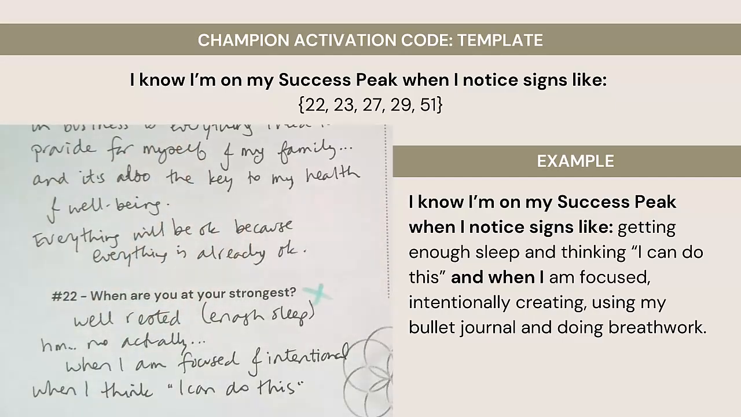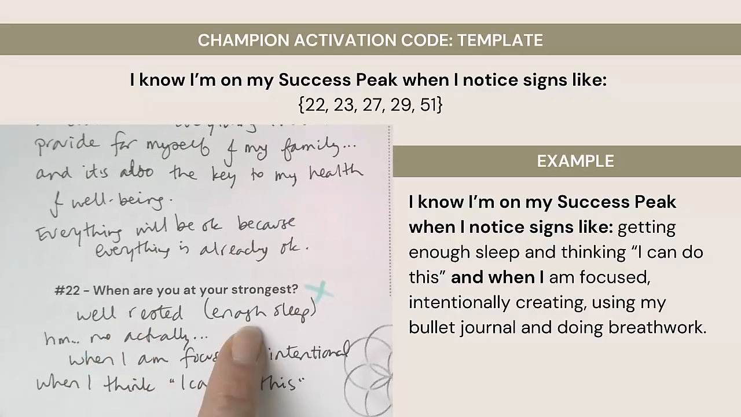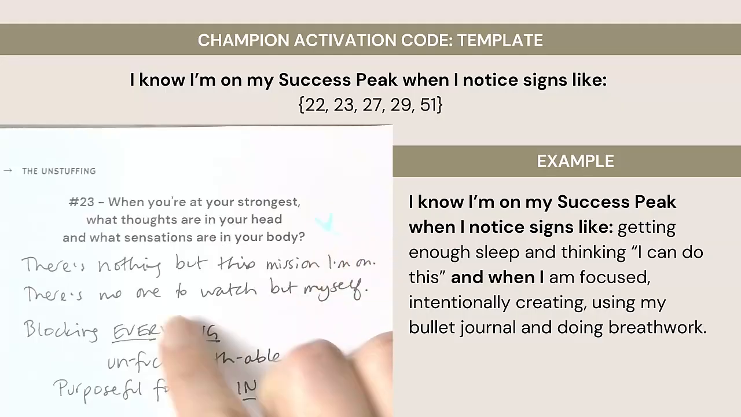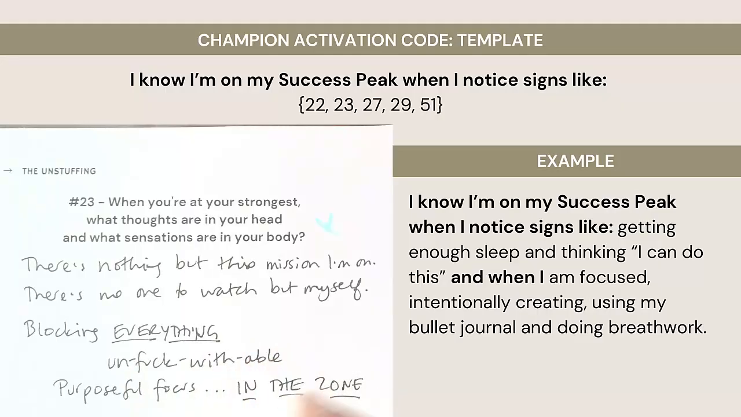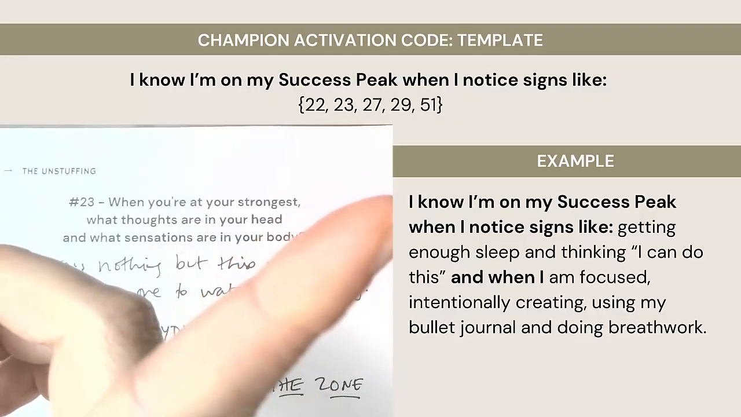What are those signs? In number 22, when are you at your strongest? I said when I'm well rested, enough sleep, also focused, intentional, thinking I can do this. On number 23, we're repeating, looking at how we know when we're at our strongest, what the thoughts in our head or our sensations in our body are. So this is where I said, there's nothing but the mission I'm on, no one to watch but myself. I'm blocking everything. I'm in the zone, unfuckwithable, purposeful focus. So you can see how already some of those keywords came over here into the example.